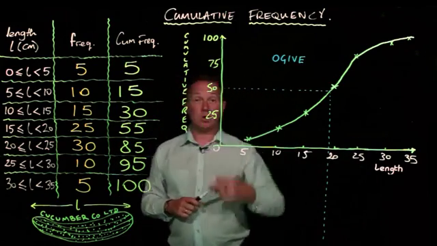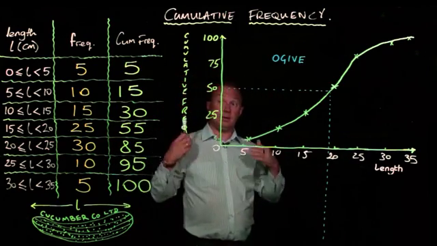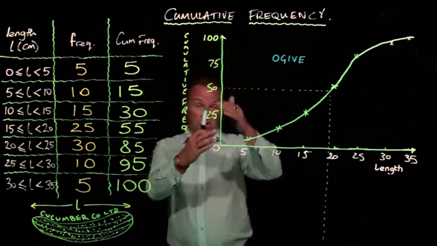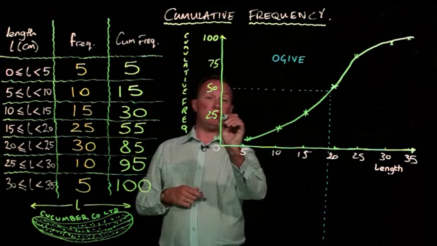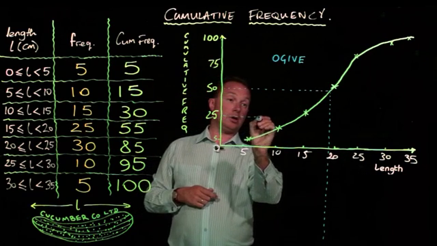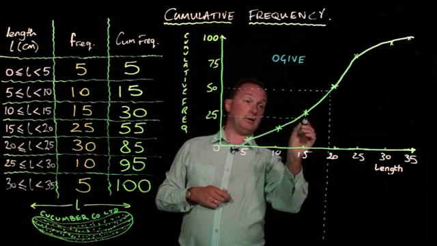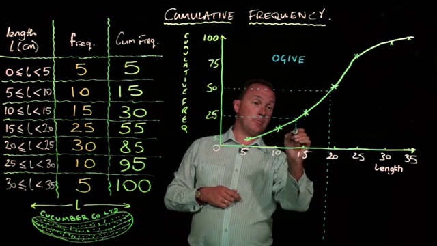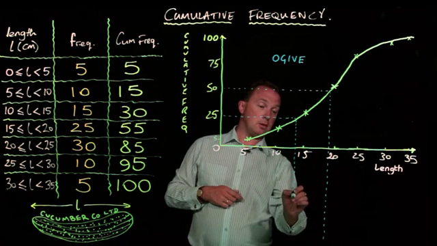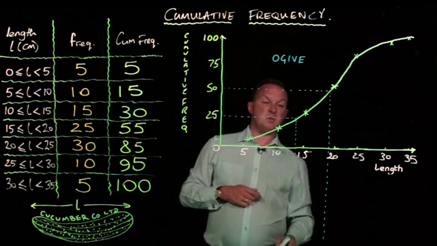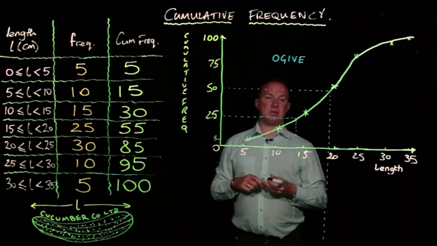Because I can say the lower quartile, i.e. the first quarter, the first 25 of those cucumbers that we measured and sorted, come somewhere around here. And we say the lower quartile, what do you think, 13? I think so, about 13 maybe.